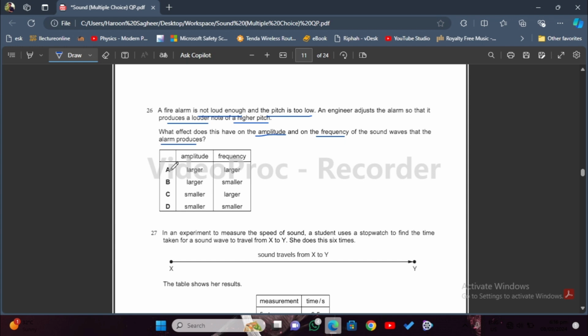If we are increasing the amplitude, then it will be loud, and only if we are increasing the frequency will the pitch be higher. So option A is correct here.